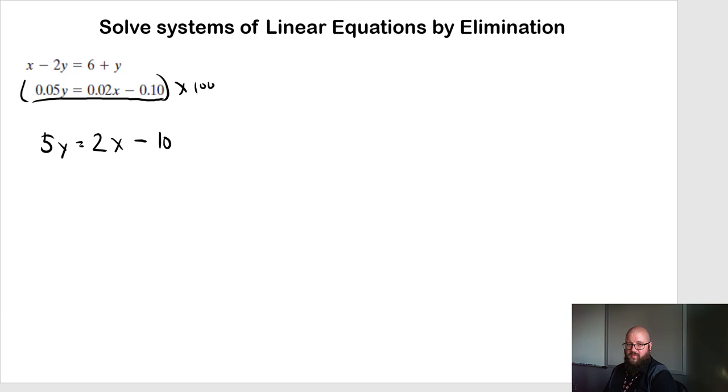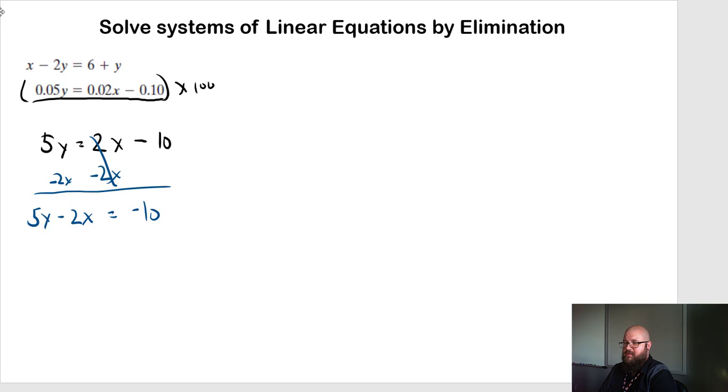Now, let's go ahead and make this a little bit easier too. Let's go ahead and write it in standard form. So we have x and y on one side of the equal sign and all the actual number values on the other. So to do that, I'm just going to subtract 2x from both sides. That's going to be 5y minus 2x equals, and then those 2x minus 2x goes away, and I'm left with negative 10.